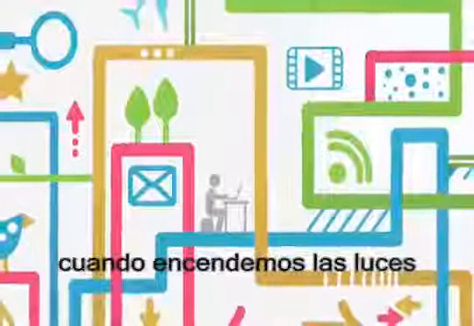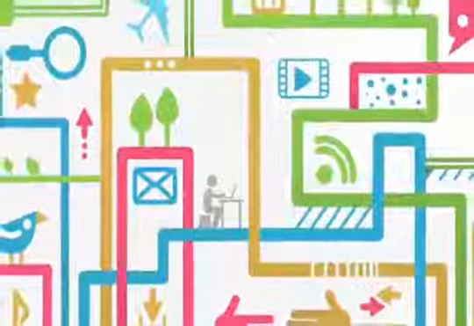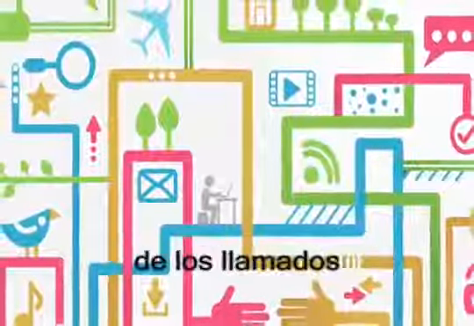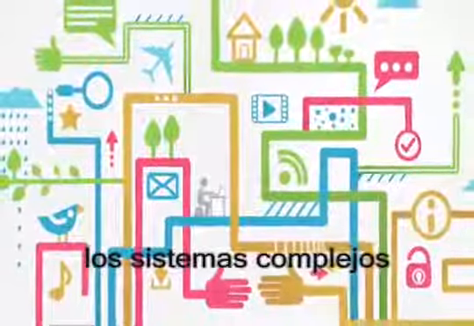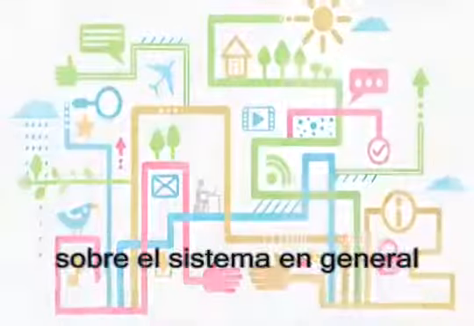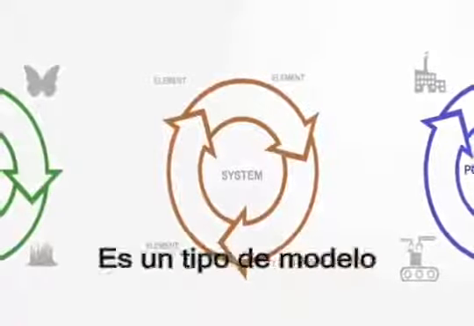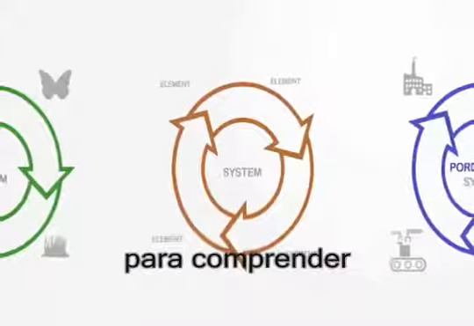Every day, when we switch on the lights, connect to the internet or commute to work, we are forming part of what are called complex systems. But to understand complex systems, we need to talk a bit about systems in general first. A system is a type of model we use to understand the world around us.